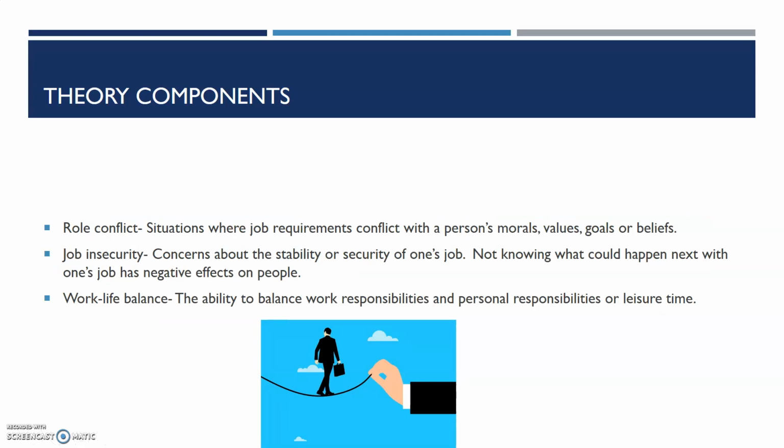Some more components, the role conflict, situations where job requirements conflict with a person's morals, values, goals, or beliefs. So performing a job that they don't necessarily believe in the cause. Job insecurity, concerns about the stability or security of one's job and not knowing what could happen next within their life has a huge effect on people. And then work life balance, the ability to balance work responsibilities and personal responsibilities or leisure time.